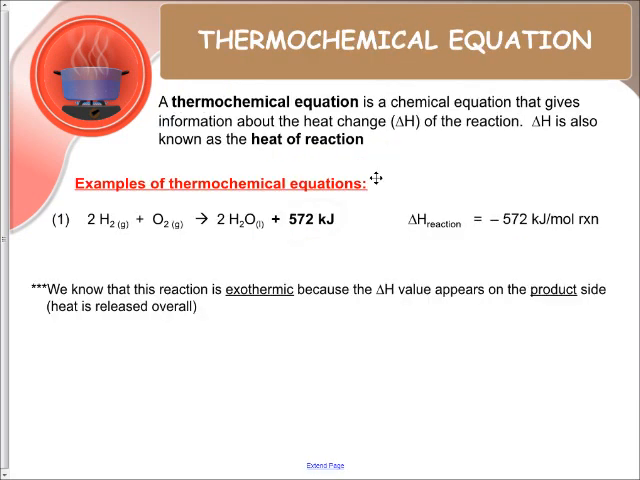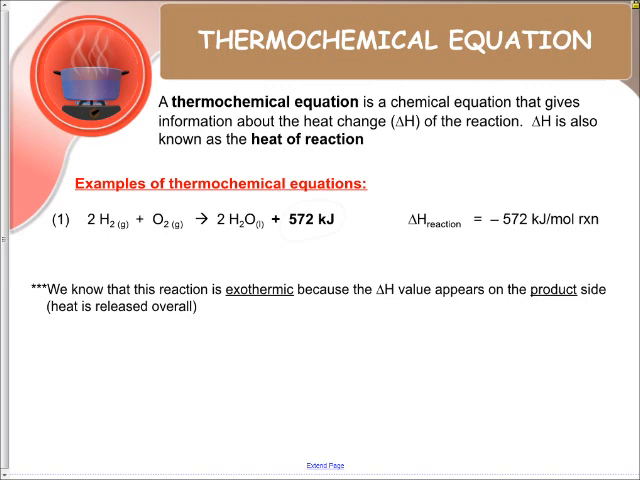Okay, a thermochemical equation is a chemical equation that gives information about the heat change during the reaction. The change in H is also known, like I said, as the heat of the reaction. Now, we have an example here of a thermochemical equation where heat is on the product side. We have two hydrogens plus an oxygen reacting to form two liquid waters, and 572 kilojoules of energy is released. So the change in H for our reaction is minus 572.